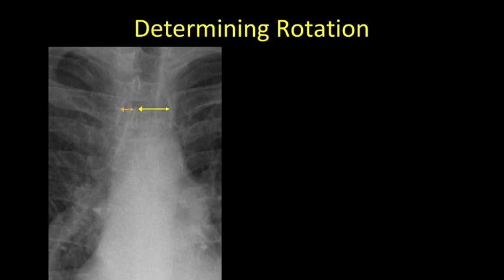In this case, there is rotation, and rotation is indicated by the side which has the wider spinous to medial clavicle head distance. In this case, the patient is rotated towards her left because of the wider distance. This schematic explains the concepts of rotation and why the clavicular spinous distance is greater.